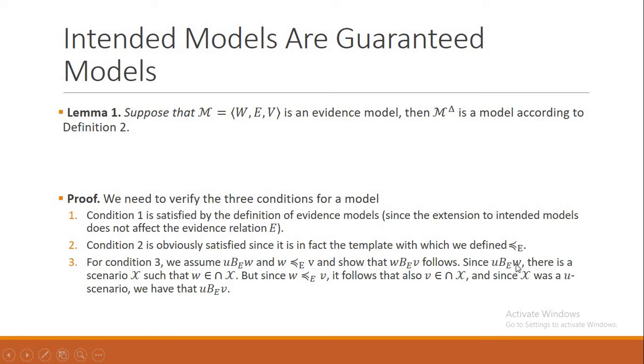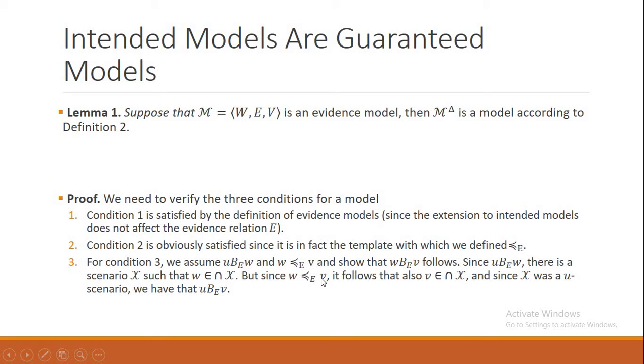Well, since by our assumption W is accessible to U, there is a scenario X such that W is in the intersection of all the sets in this scenario. This is just by the definition of our belief relation. This is how we define the belief relation: if W is in the intersection of all the pieces of evidence in some scenario, then W is accessible by the belief relation.